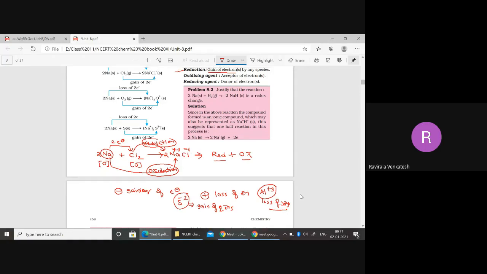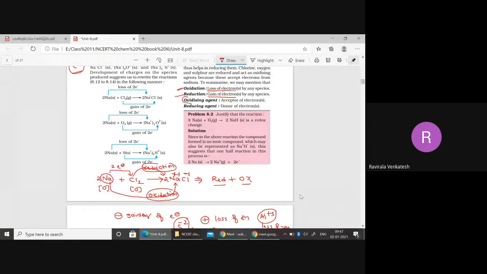Next thing is, what is an oxidizing agent? It is also very important for us. What is a reducing agent? The substance which undergoes reduction. I'm writing here: the substance which undergoes reduction, or the substance which accepts electrons. Observe this one better. Acceptor of electron. Any substance which accepts electrons, any substance which undergoes reduction, accepting of electrons is nothing but oxidizing.